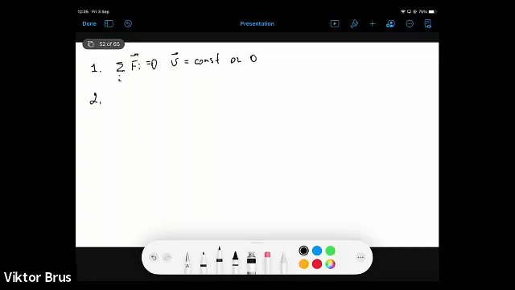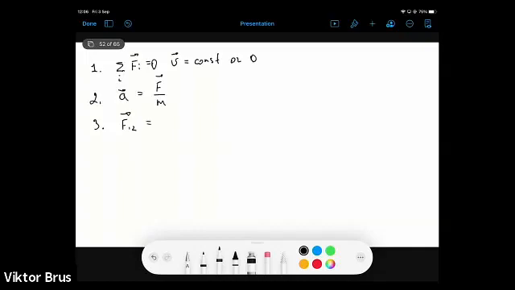The second one is: acceleration is a result of some force acting on a body with some mass m, and this mass should be underlined as inertial mass, and we discussed the difference between inertial and gravitational mass.